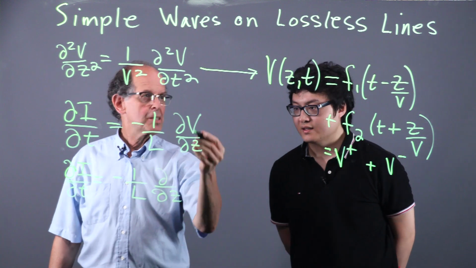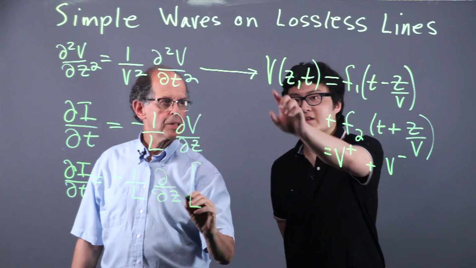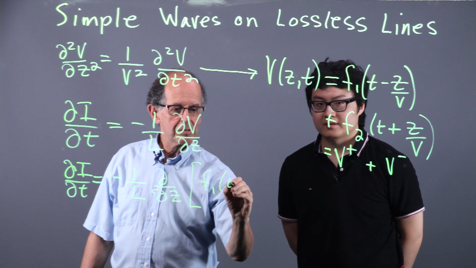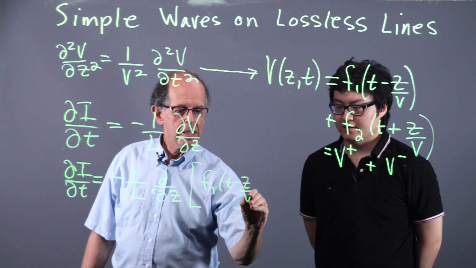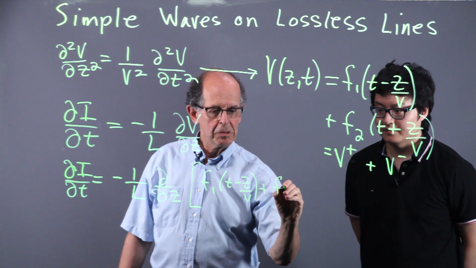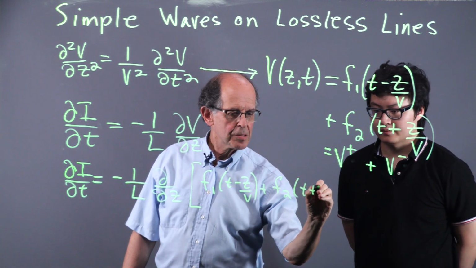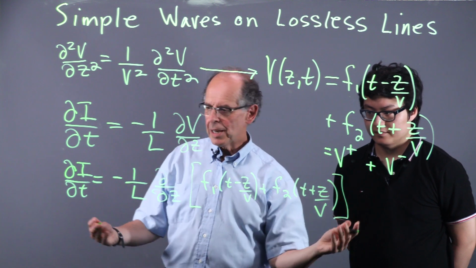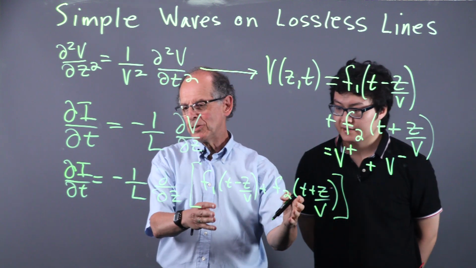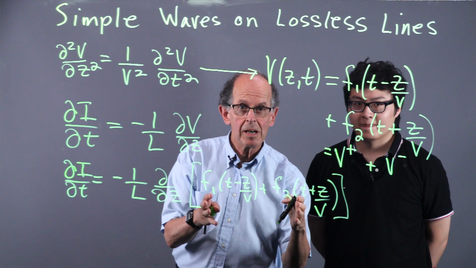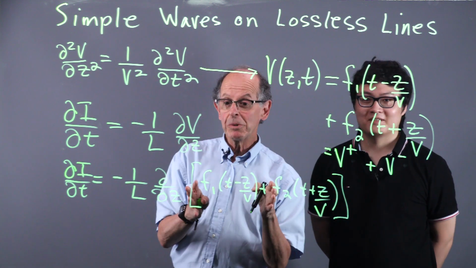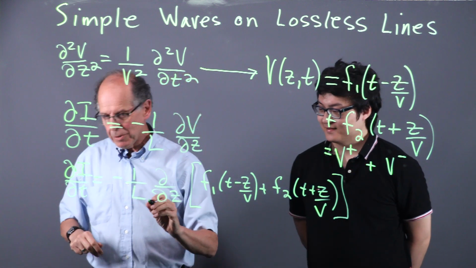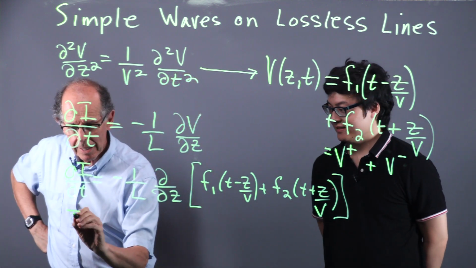So we know what V is. We have V here already. Right, so we know that this is F1 of (t minus z over v) plus F2 of (t plus z over v). And there we are. Now we just have to differentiate this using the chain rule, and then integrate with respect to time. And if we do that, we will get I.